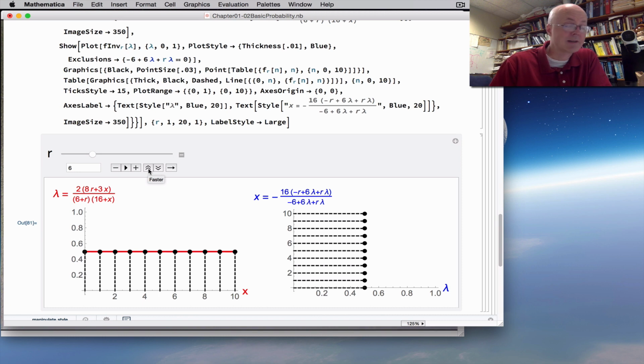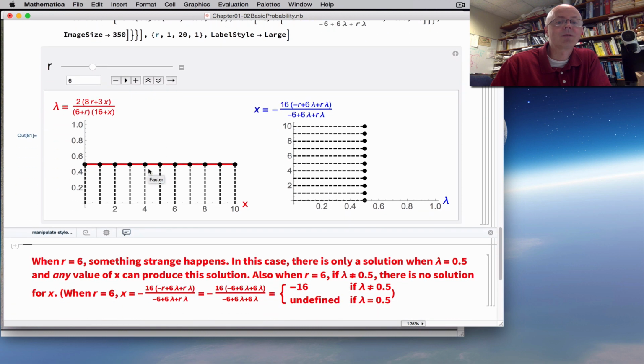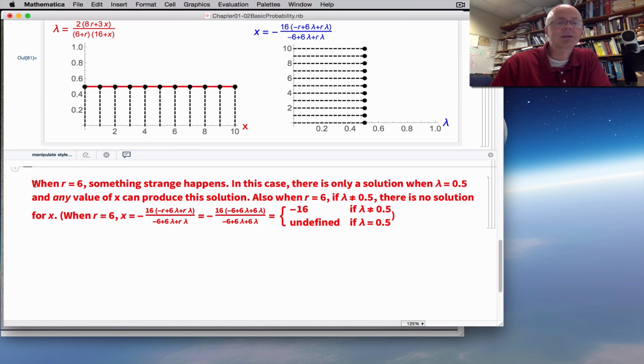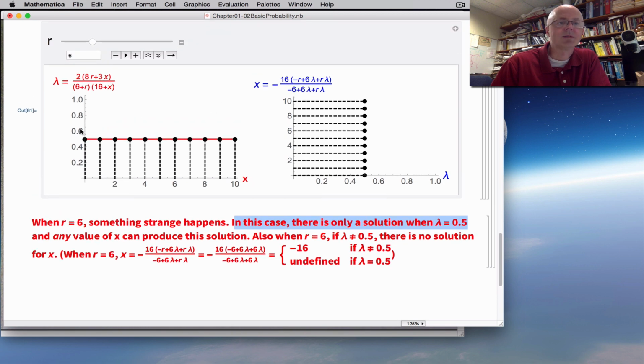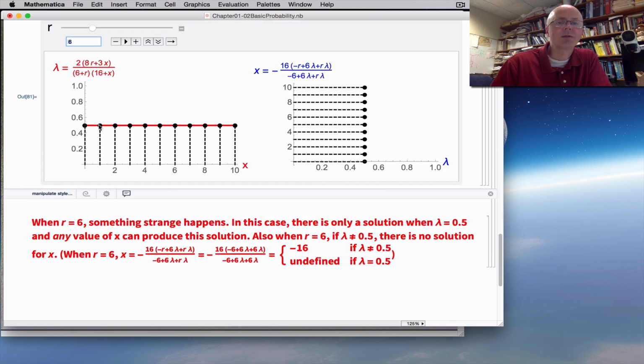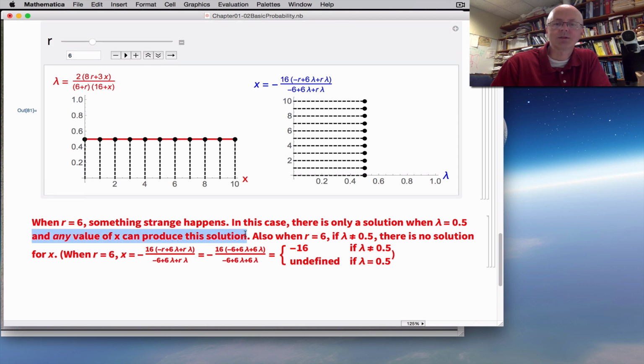If you haven't yet, maybe you want to take the time now to see if you can figure out what's going on. Let me now summarize what's going on here verbally. When r equals 6, something strange happens. In this case, there's only a solution when lambda equals 0.5. You can see when r is 6 here, the lambda value is 0.5, 1/2. And any value of x can actually produce this solution. So x can be infinitely many different things, which is kind of hinted at maybe by these black dots here, although you don't see the blue graph. Also, however, when r is 6, if lambda is not equal to 0.5, there's no solution for x.